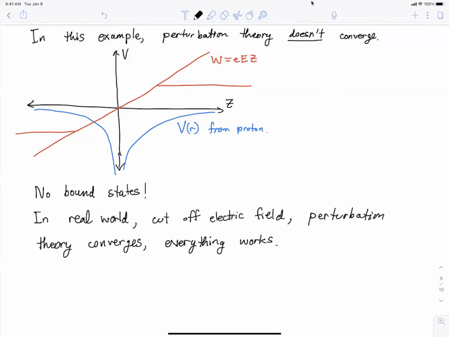Professor? Yes. I got a question about this perturbation theory converging. So that means something, it's cut off. Is that what it means? Or is this just an example of it?